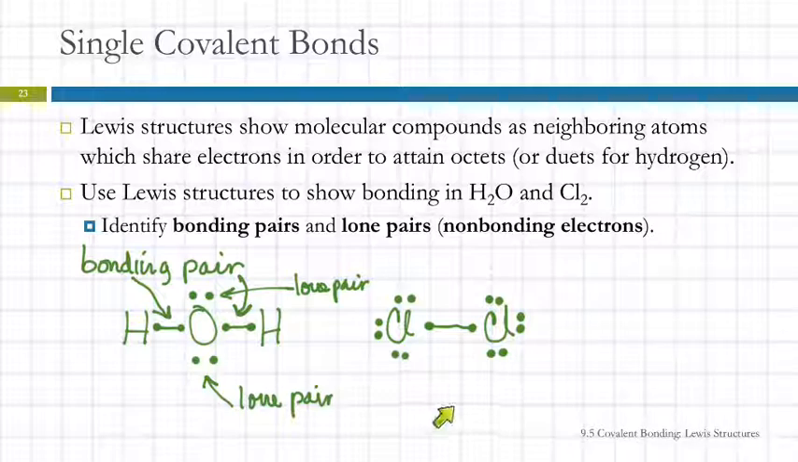So let's do that with chlorine. In this chlorine molecule, how many bonding pairs are there? There's one, right? It's this pair in the middle. That's the bonding pair. In the whole molecule, how many lone pairs? Not lone electrons, lone pairs.